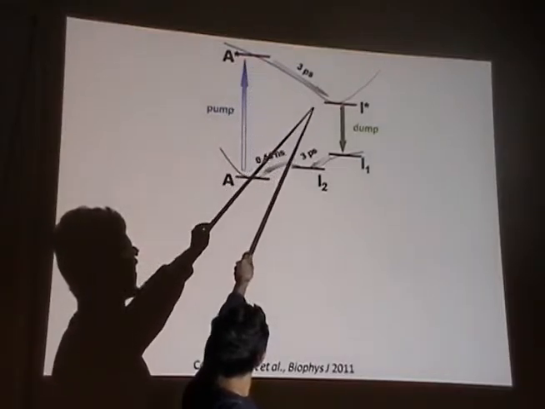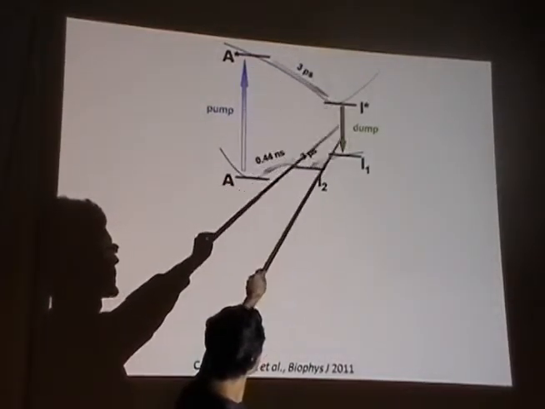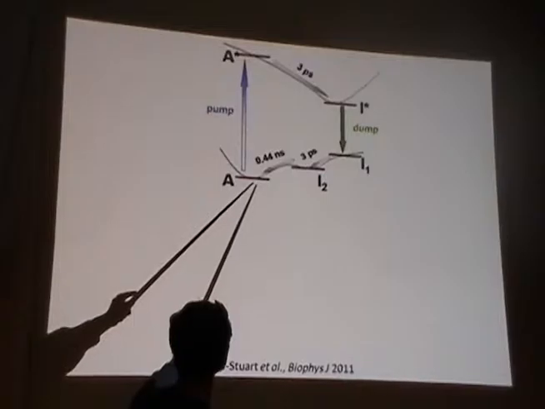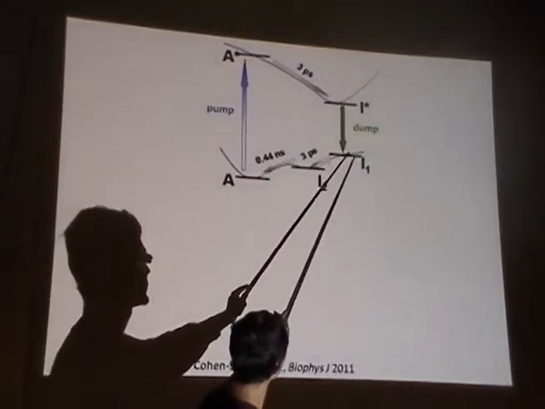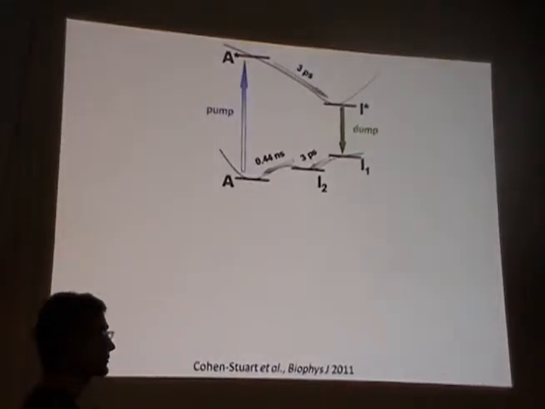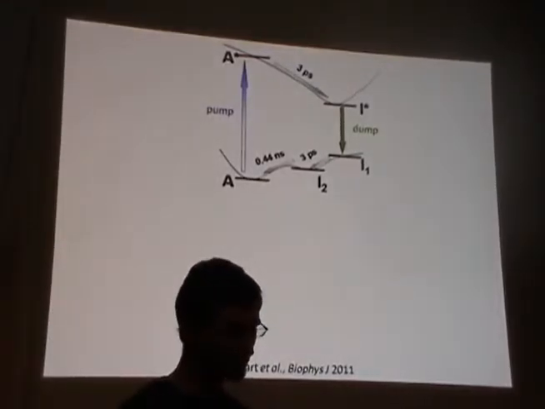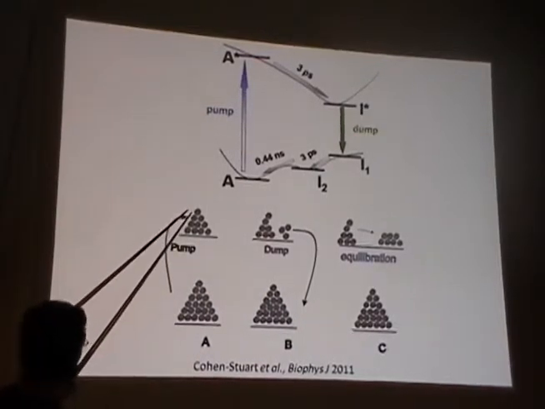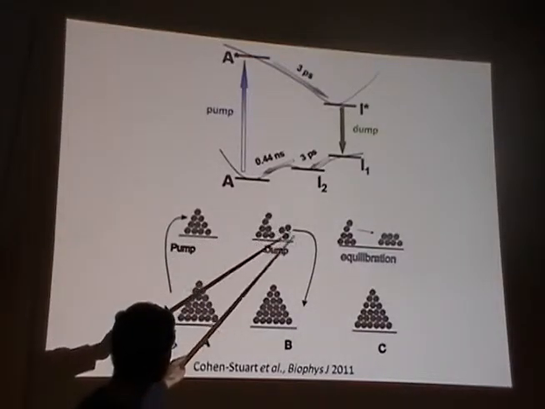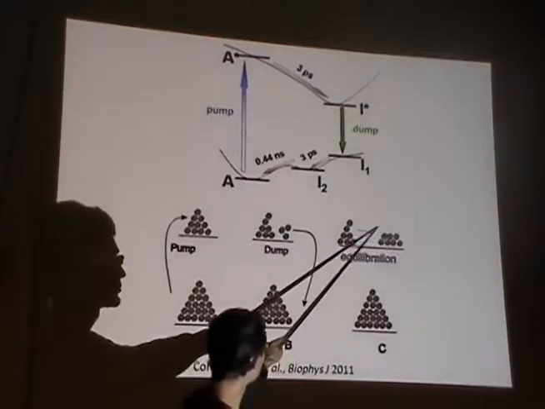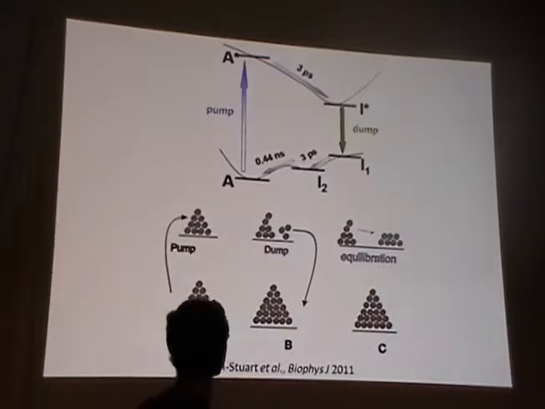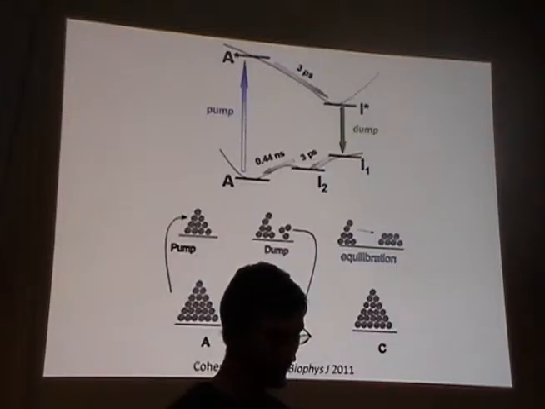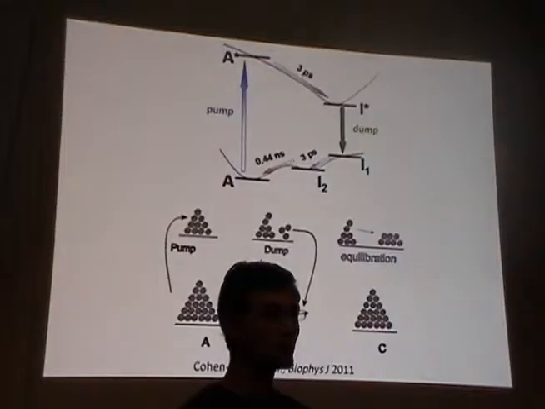Okay, here's one example of how this was done in a bacterial system. We pumped some population from the ground state to the first excited state, and then after some time, we dumped part of this excited state species, and then we looked at the equilibration of the system. I1 and I2 are different intermediate states that have been resolved by dumping some part of the population. Essentially, we have pumped some part of the ground state population, and after some time, we dump part of it, and then we look at the equilibration of this excited state.